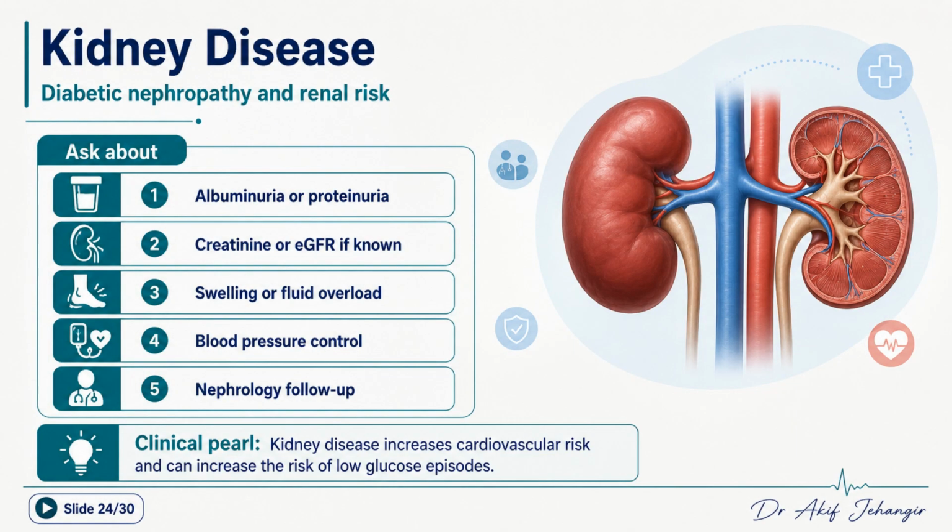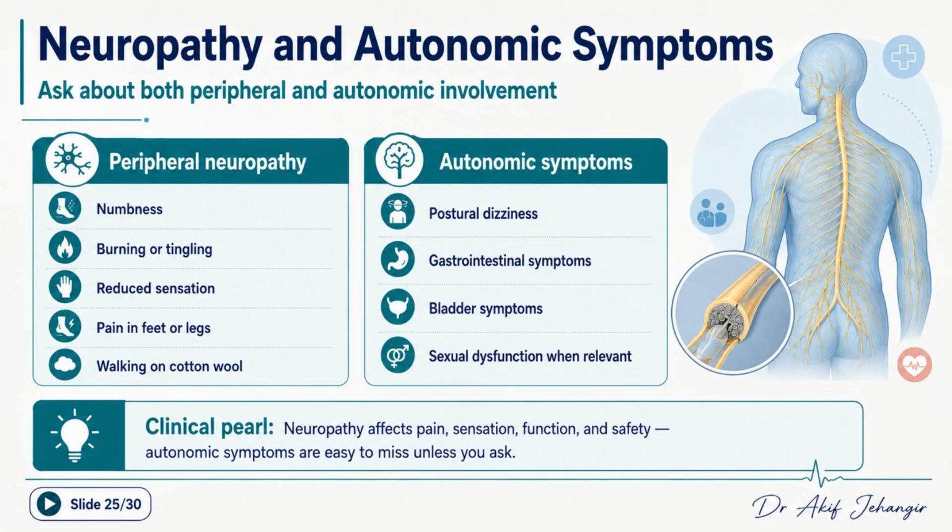For kidney disease, ask about albuminuria or proteinuria, creatinine, kidney function, swelling, fluid overload, blood pressure control, and nephrology follow-up. Kidney disease increases cardiovascular risk and can also increase the risk of low glucose episodes because insulin clearance may fall. For neuropathy, ask about numbness, burning, tingling, pain in the feet or legs, reduced sensation, and the classic feeling of walking on cotton wool. Then ask about autonomic symptoms, postural dizziness, gastrointestinal symptoms, bladder symptoms, and sexual dysfunction when relevant.